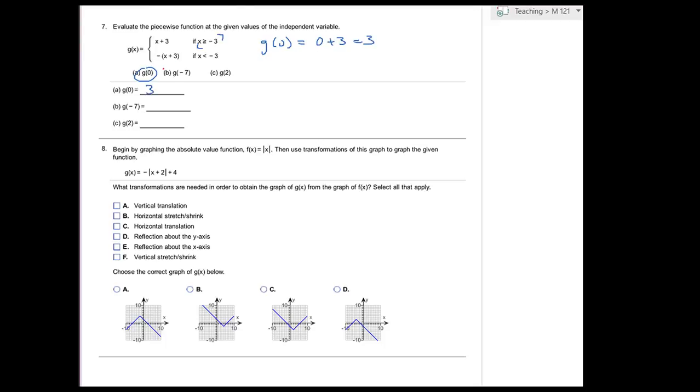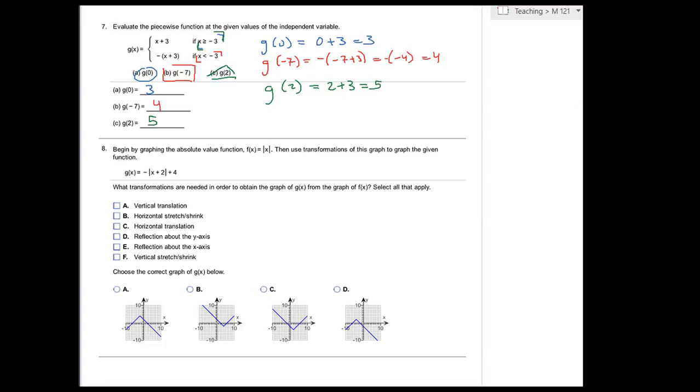Great. Now let's do g of negative 7. Well, that falls into this bracket. It's less than negative 3. So that's negative 7 plus 3, which is negative 4, which is 4. So g of negative 7 is 4. Okay, last one. And I guess I'm going to try and draw a triangle around g of 2. g of 2 is, let's see here, 2 falls into this region again. 2 plus 3, which is 5. So g of 2 is 5.